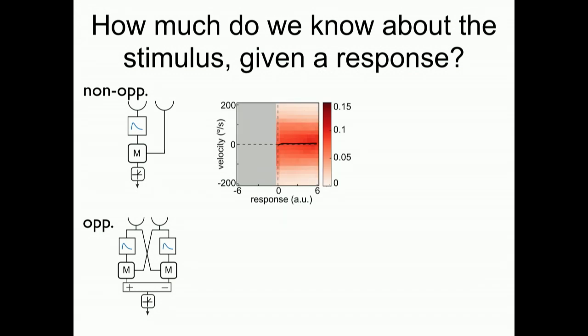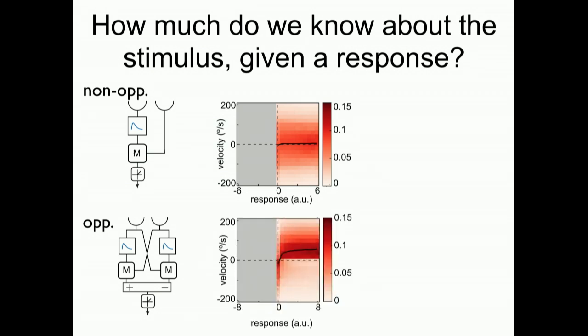This is now the distribution of velocities conditioned on the response. Our response is in arbitrary units, going from 0 to 6. What you can see is a very wide distribution of velocities that is largely independent of the response, so this is not very good at telling you what the true velocity was in your stimulus. If you look carefully, you can get a little bit of information out of it, so it's not nothing, but it's not very good. If you instead do this opponent subtraction, then if you see a positive response, you can know with quite high certainty that you had a positive velocity, and if you see a 0 response, you can know with some certainty that you had a negative velocity.